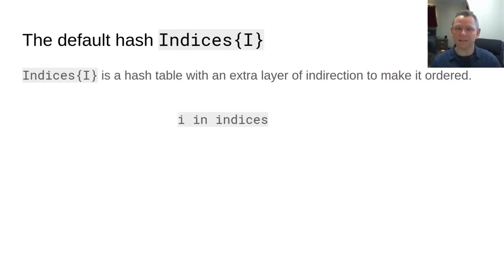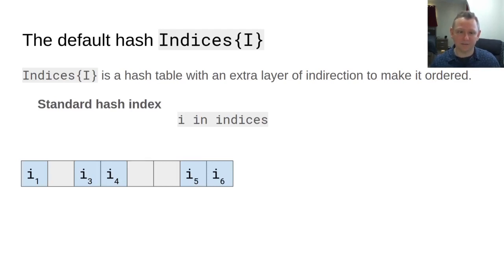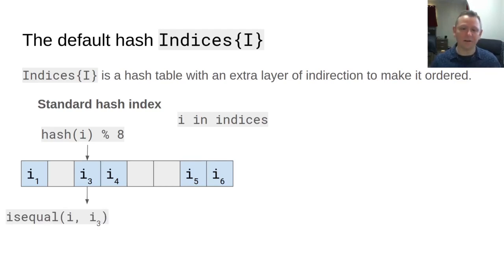Okay, so let's say you want to ask the question: is an element in the set? Is I in indices? With a normal hash table, normal hash index, what you do is you hash I, you get some number, you take the modulo with the length of the hash table. So the more elements there are, the longer that has to be. And then you get an index, and you look at that index. So let's say this returns 3, you look at I3. There might be other i's which hash to a similar value, modulo 8.